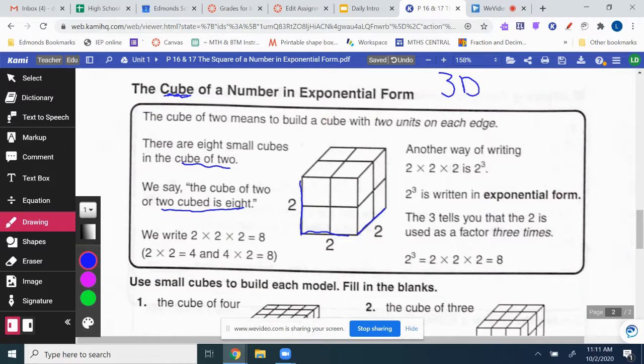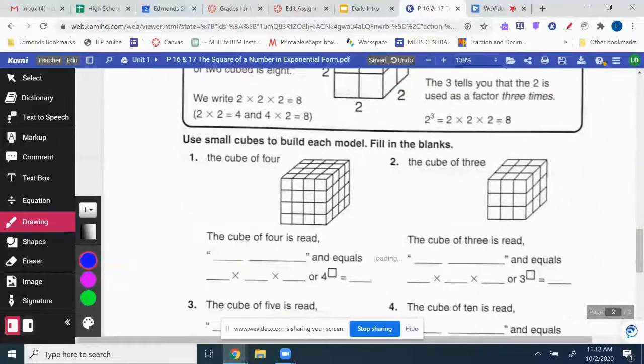Another way of writing this is right here, is 2 cubed. We could also say 2 to the third power. This is its exponential form. Remember, that's the new vocabulary. That means we have the base and we have the exponent. The 3 tells you right here that the 2 is used as a factor 3 times. So it tells us how many times we're doing that. Again, I'm going to do the odds, you will do the evens.